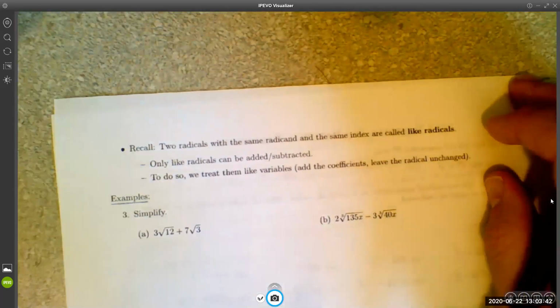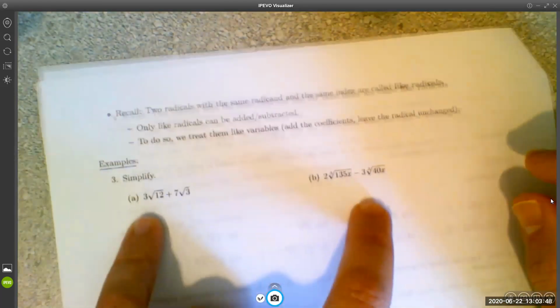So on the previous page, we kind of saw some ways that we can multiply and divide radicals. Well, we didn't look at division so much. We mainly looked at simplifying and multiplying radical expressions. Let's talk about adding and subtracting, though. And then we'll talk about division down here. Let's talk about adding and subtracting.